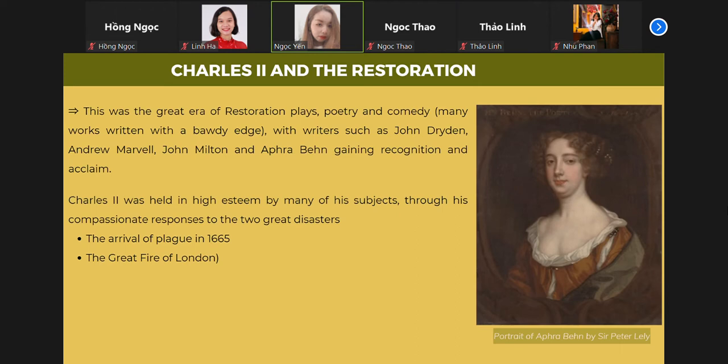And another event is the Great Fire of London, which will be mentioned by my partners later. However, the king was also known for his many love affairs. He had many lovers, most famously the actress Nell Gwyn, a famous actress during this period. He also had a raucous and extravagant, luxurious lifestyle. Besides the good points, he had some bad characteristics too. On 2 February 1685, after suffering a sudden fit, Charles died unexpectedly at the age of 54.